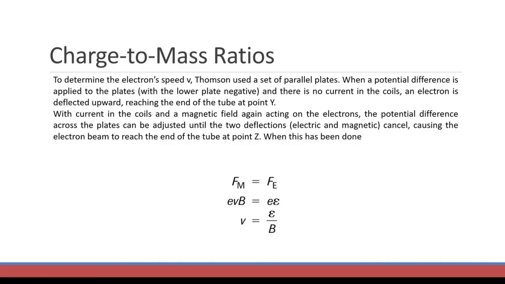So to determine the electron speed v, Thomson used a set of parallel plates. When a potential difference is applied to the plates, with the lower plate being negative, and there is no current in the coils, an electron is deflected upward, reaching the end of the tube at point Y. With current in the coils and a magnetic field again acting on the electrons, the potential difference across the plates can be adjusted until the two deflections, electric and magnetic, cancel, causing the electron beam to reach the end of the tube at point Z. When this has been done, we can come to this derivation.